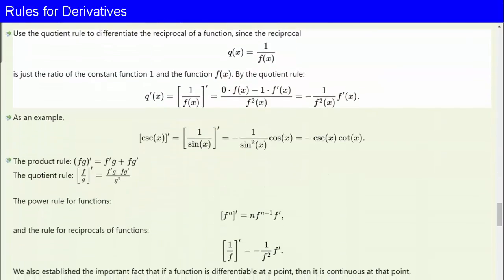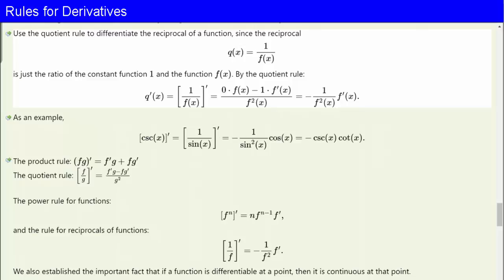One can use the quotient rule to differentiate the reciprocal of a function. Since the reciprocal, q of x equal 1 over f of x, is just the ratio of the constant function 1 and the function f of x. By the quotient rule, q prime is the derivative of the ratio 1 over f of x. And that's the derivative of 1 times f of x minus 1 times f prime at x, all divided by f squared. Of course, the derivative of 1 is 0, and so you end up with minus f prime over f squared.